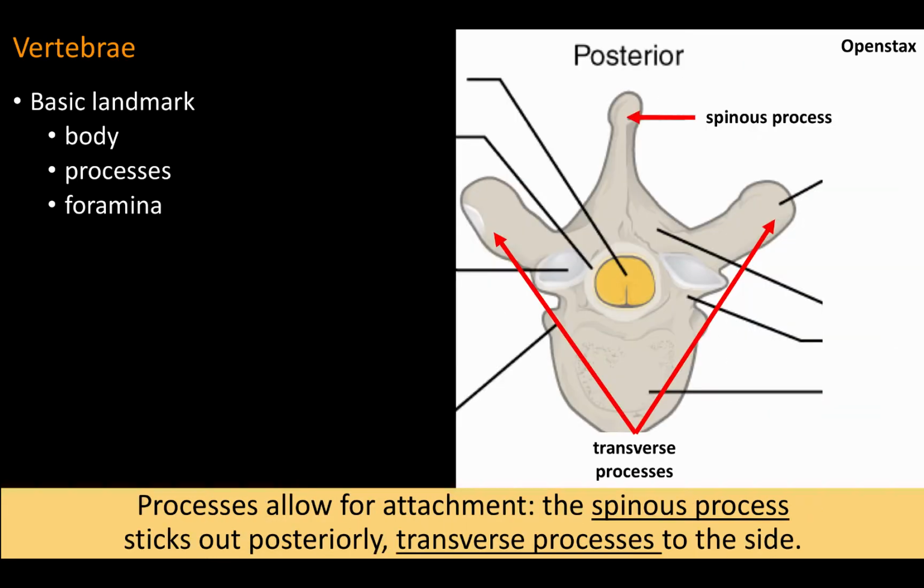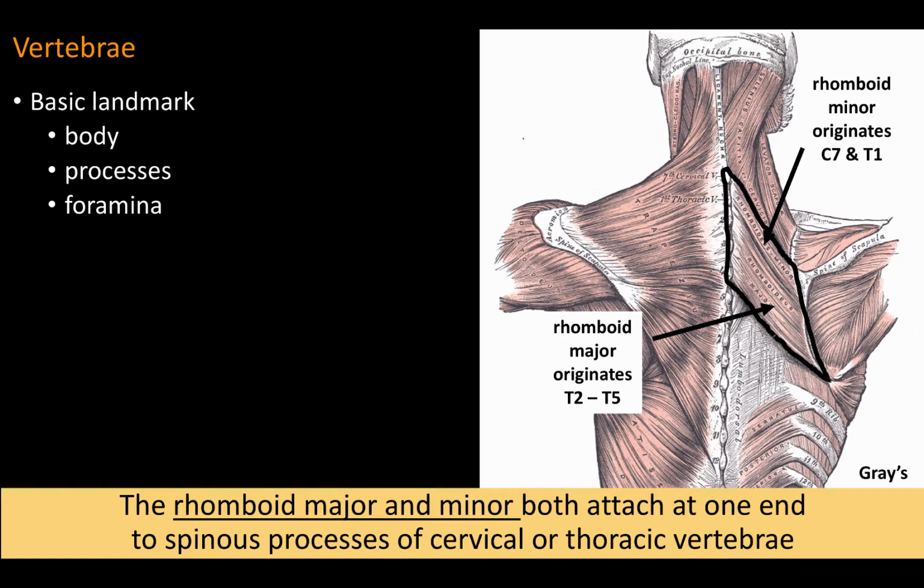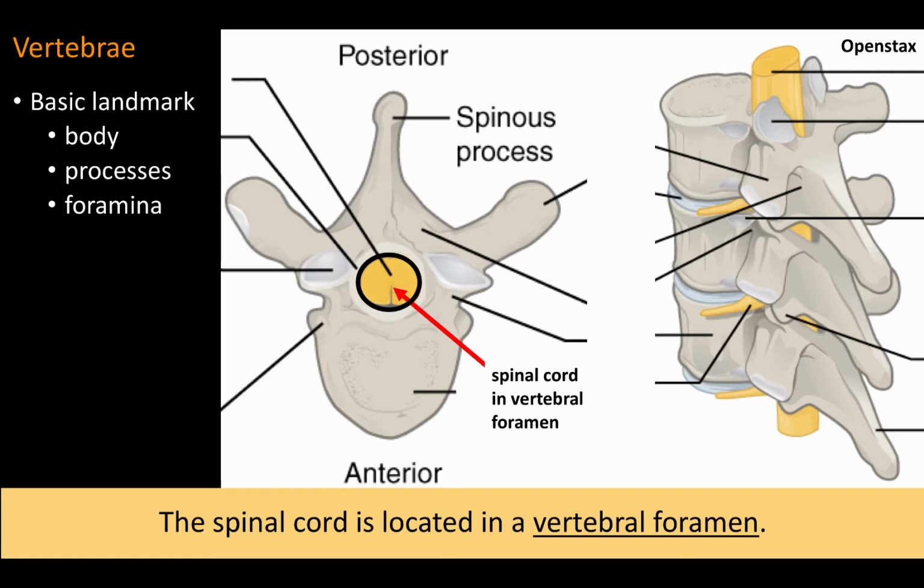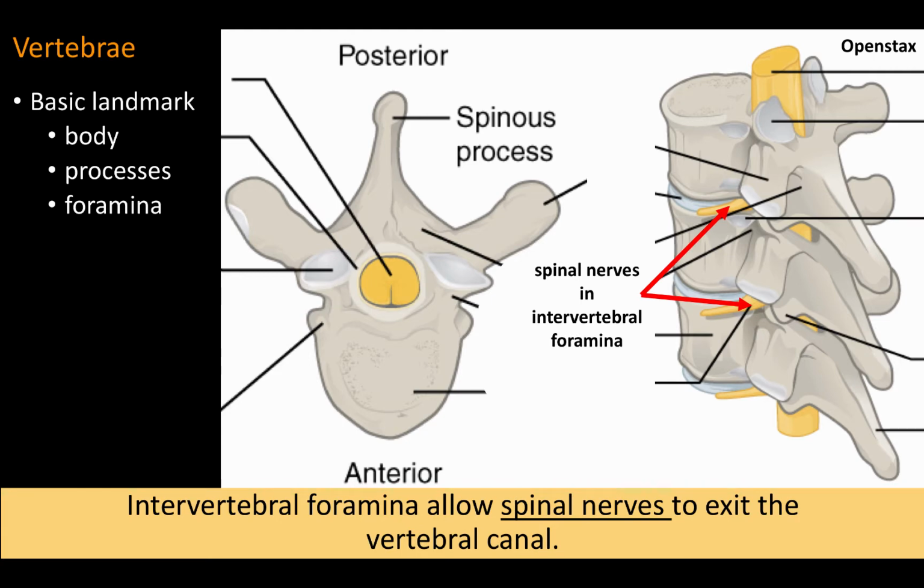Processes allow for attachment. The spinous process sticks out posteriorly. Transverse processes to the side. The rhomboid major and minor both attach at one end to spinous processes of cervical or thoracic vertebrae. The spinal cord is located in a vertebral foramen. Intervertebral foramina allow spinal nerves to exit the vertebral canal.